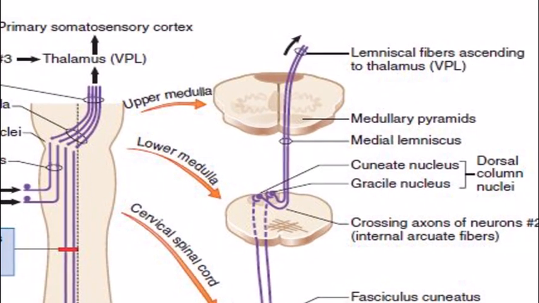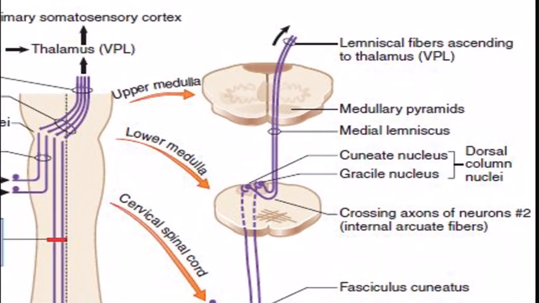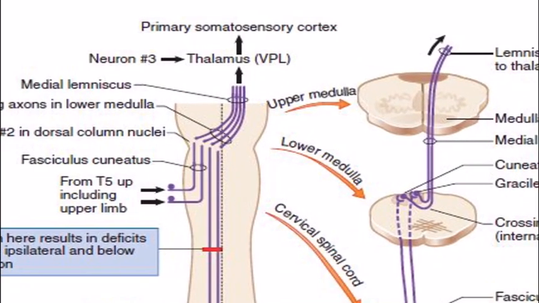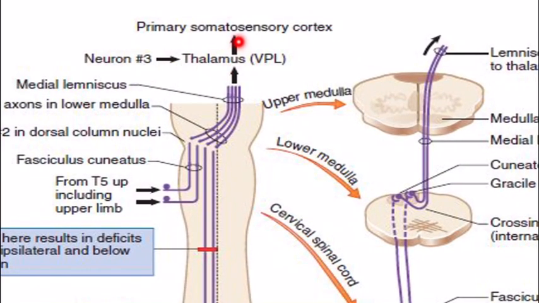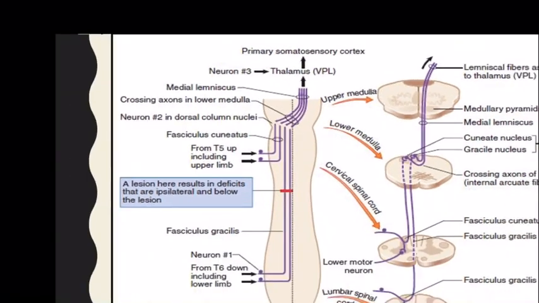Then within the lower medulla, the second order neurons from the corresponding cuneate nucleus and gracile nucleus cross over to the opposite side, and then it forms the medial lemniscus. Medial lemniscus will travel all along the brain stem, medulla, pons, midbrain, and enter the thalamus. From the thalamus there is the origin of the third neuron, and it will go to the primary somatosensory cortex. Okay, primary somatosensory cortex.